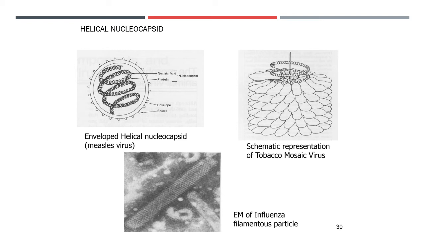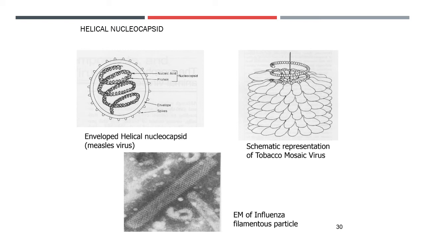So these are some examples. Here you can see the first example is of an enveloped helical nucleocapsid. This is what we studied in the previous slide, that even the helical viruses may have an envelope, or some may be naked. So the first example of an enveloped helical nucleocapsid virus is measles virus.